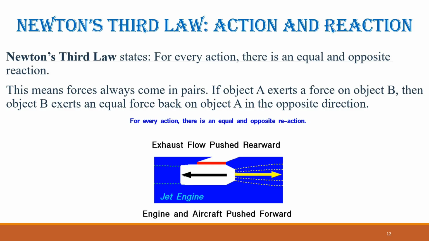Examples of action and reaction in aerodynamics. A wing deflects air downward. In reaction, the air pushes the wing upward, lift. A spinning ball deflects air to one side, and the ball curves in the opposite direction, Magnus effect. And finally, what we have already discussed, a jet engine expels exhaust gases backward, and the aircraft is pushed forward with equal thrust.